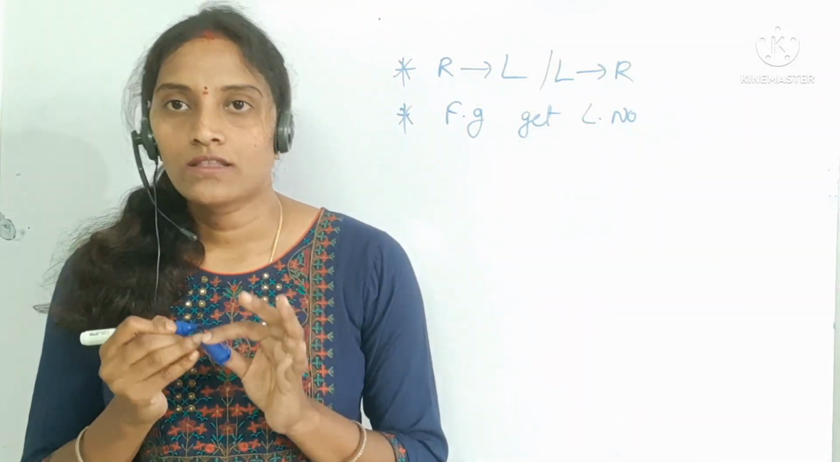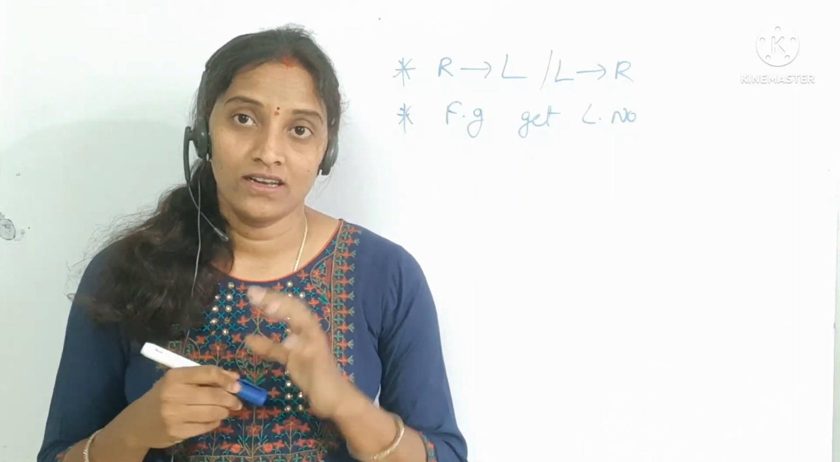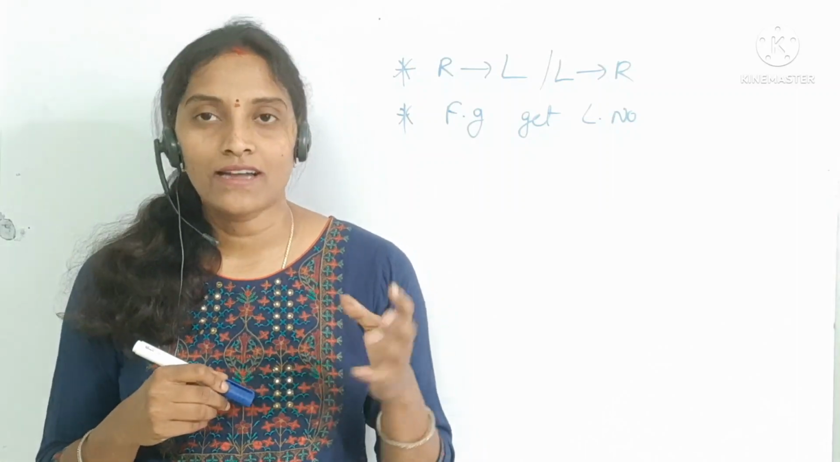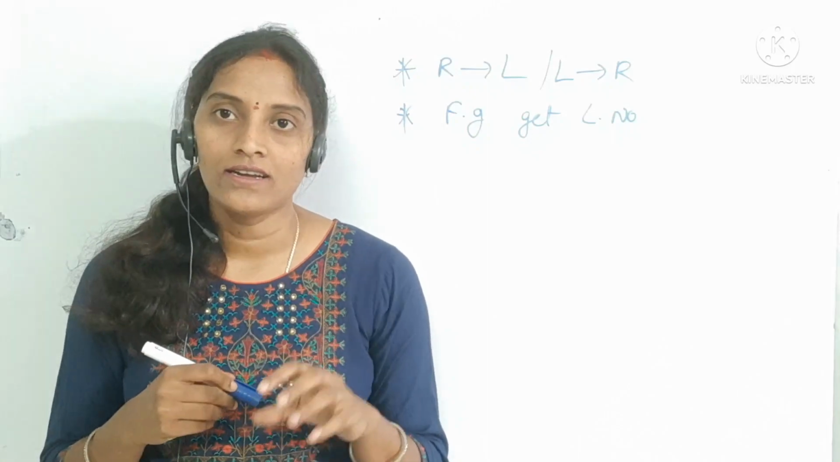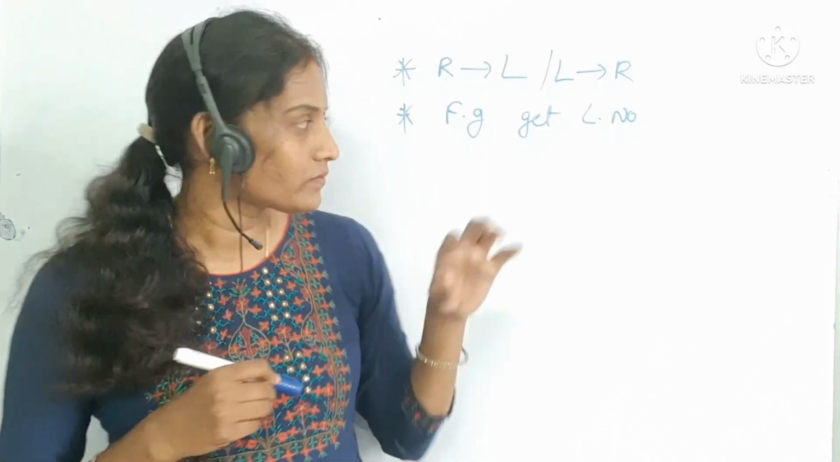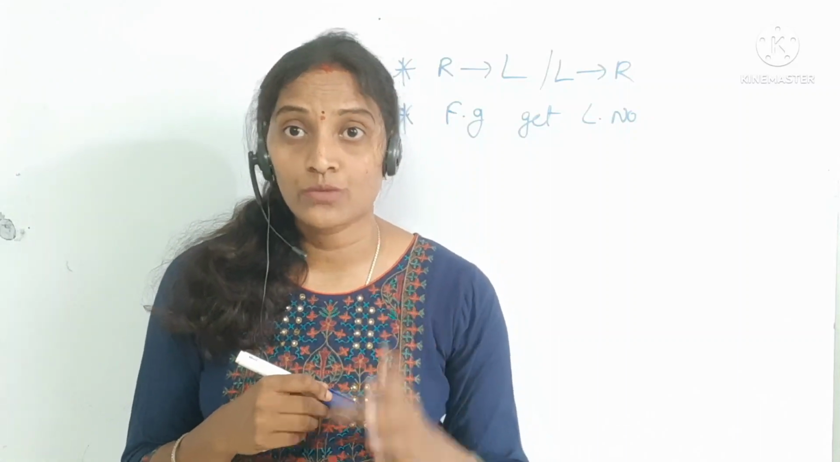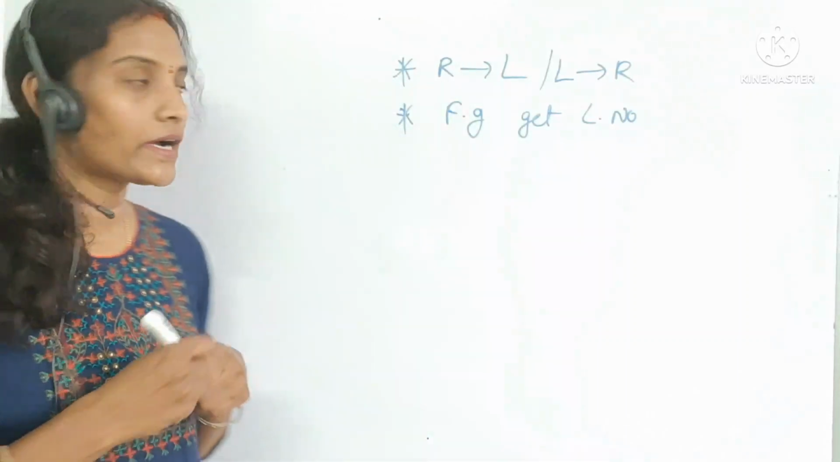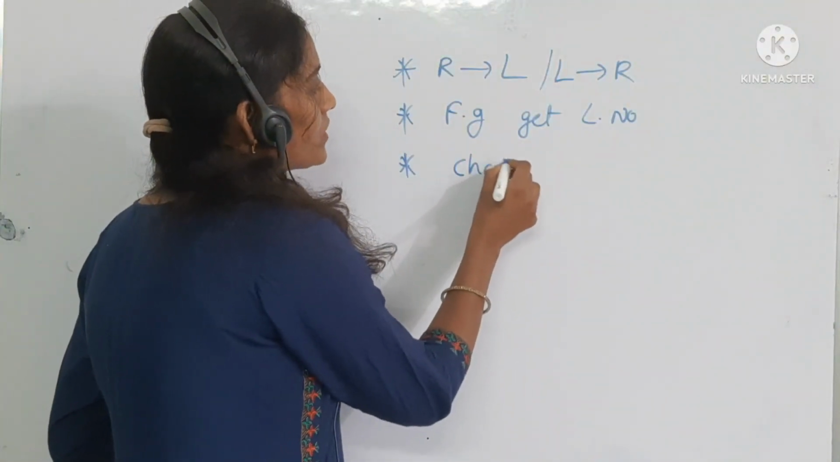The next rule, the third one: if any chain terminating functional groups are there, what are those? Nothing but aldehyde and acid functional groups. Then you need to give the lowest number, number 1, or first preference to the functional group carbon atom. Chain terminating functional groups.